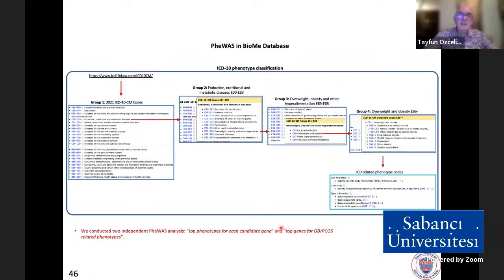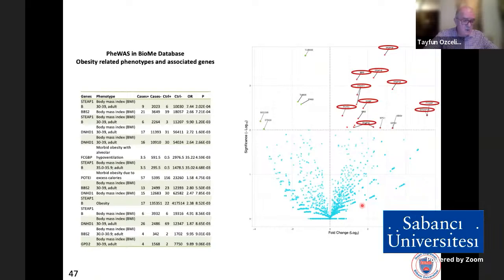And in this study, we also had a novel approach. This is the PheWAS analysis, phenome-wide association studies. So we conducted two independent PheWAS analyses: top phenotypes for each candidate gene and top genes for obesity-related phenotypes. And we came up with interesting results. You see that we found significant association between obesity-related phenotypes and one of our candidate genes. Here it is at the very top.